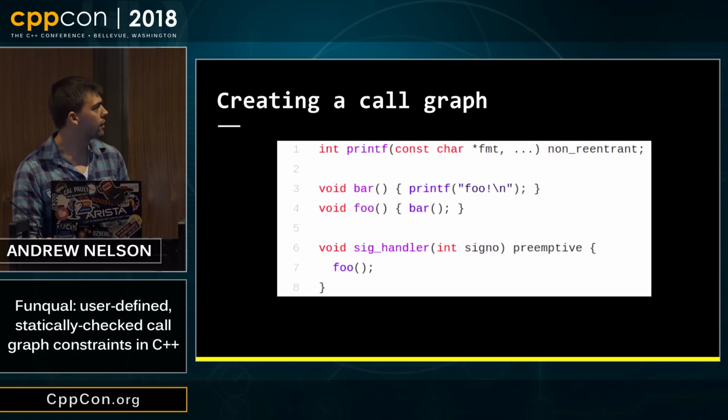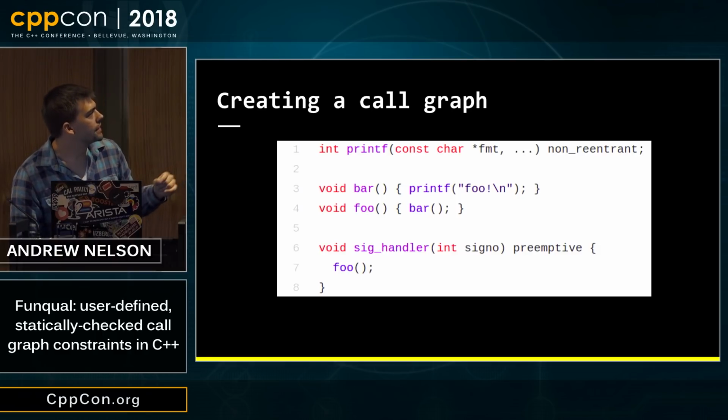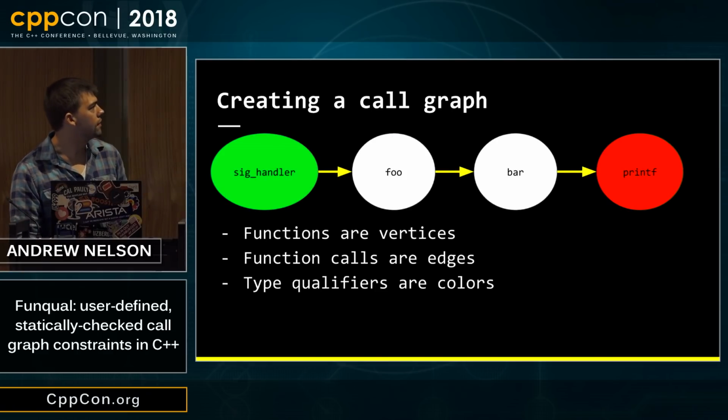The next step is creating a call graph. And using libclang, again, this is actually pretty easy. We have a piece of code like this. We're going to traverse it for every function or method declaration. We'll add a node to this call graph. For every function or method call, we'll add an edge to this call graph. And for every one of these type annotations, we're going to add a color to the call graph. And so code like this becomes a call graph that looks like that.